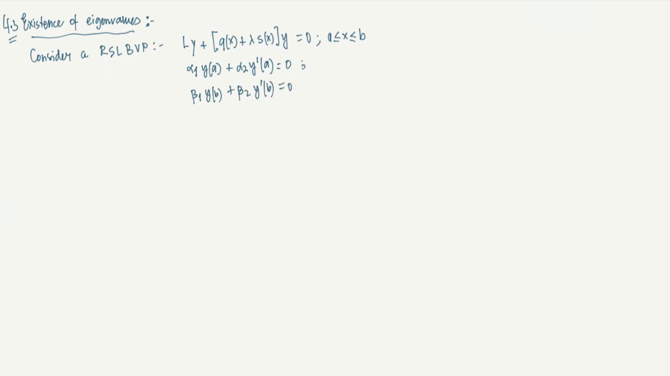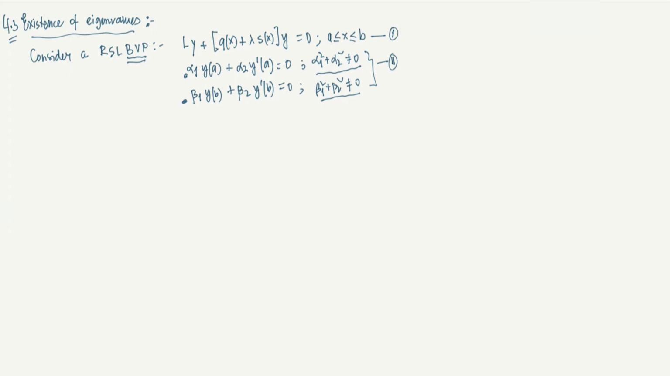You remember the conditions alpha 1 squared plus alpha 2 squared not equal to 0, and beta 1 squared plus beta 2 squared not equal to 0. What do these two conditions give you? They make sure that we are dealing with a boundary value problem. These two conditions are the regular Sturm-Liouville boundary value conditions. And of course you have the equation, which we are writing as 1.